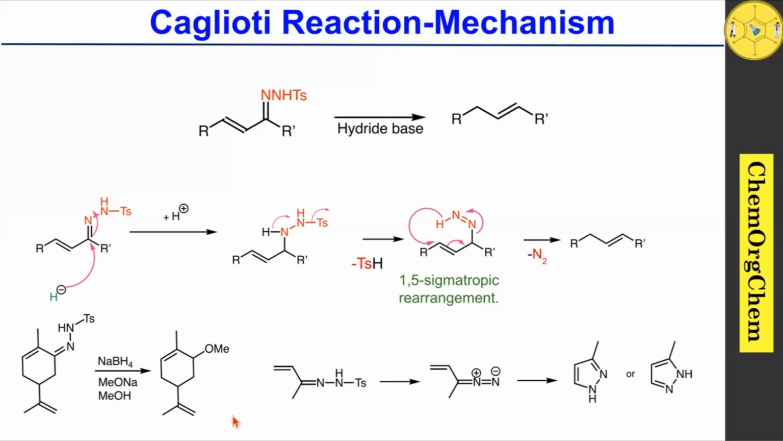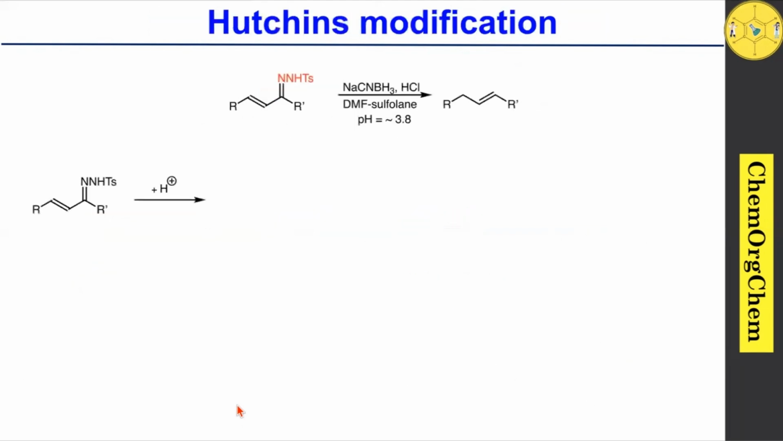Therefore, to overcome this issue, Hutchins introduced acidic conditions for this reaction. As per Hutchins modification, when we take the alpha beta unsaturated tosyl hydrazone, it can be reduced under acidic condition by using sodium cyanoborohydride to produce the corresponding product. So let's see the mechanism.